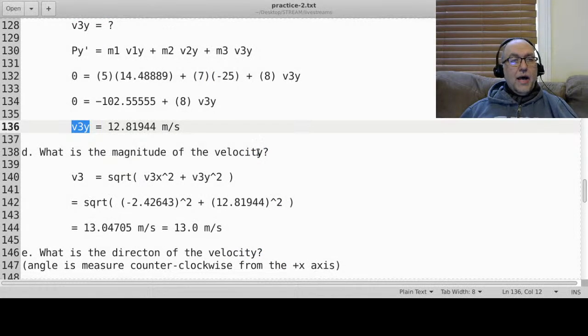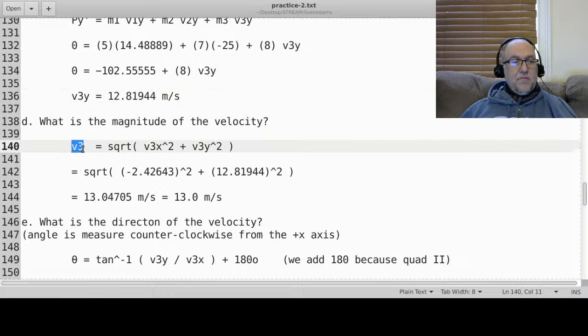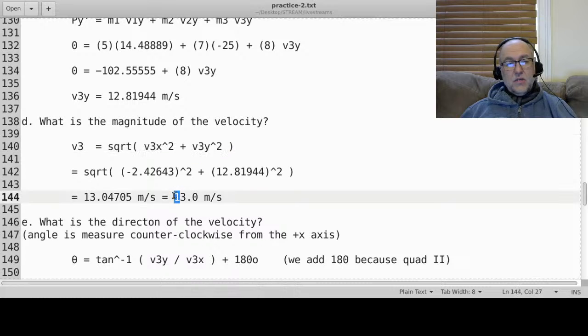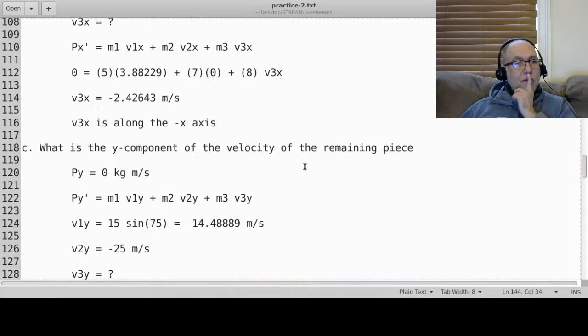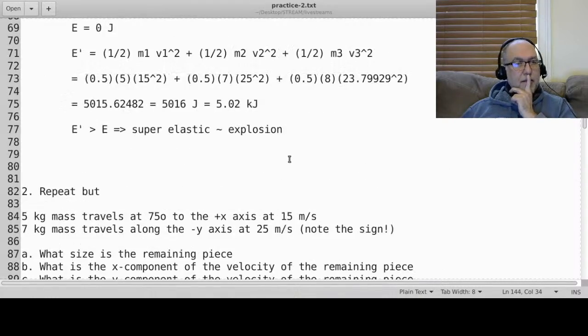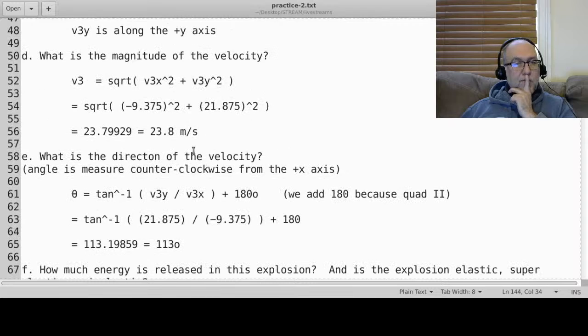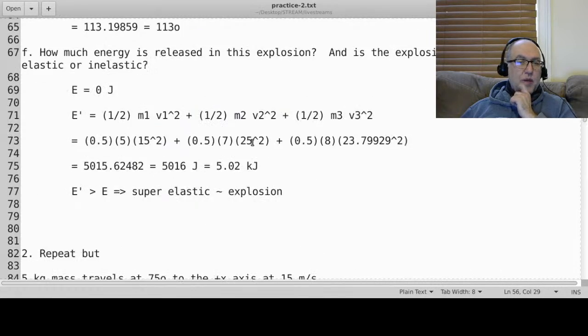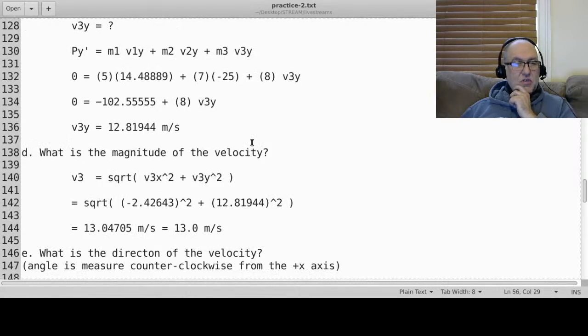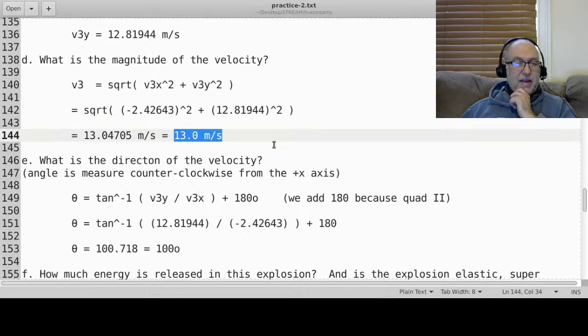So the y component is along the positive y, the x component is along the negative x, and so you expect the resultant to be in quadrant 3. And that's what we found. So get the magnitude: v3 is the square root of the x component squared plus the y component squared, and this time it turns out to be only 13 meters per second. What was it before? It was faster before, I think. Before it was 23.8, and this time it's not traveling quite as fast.